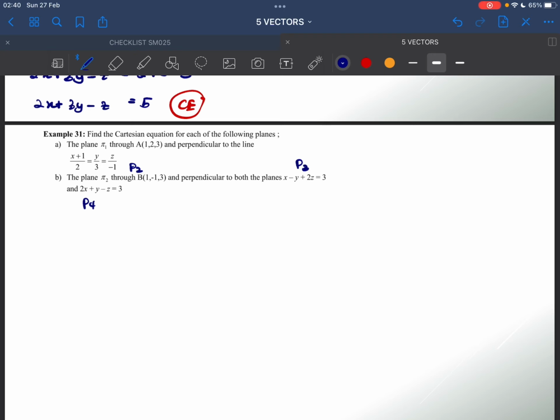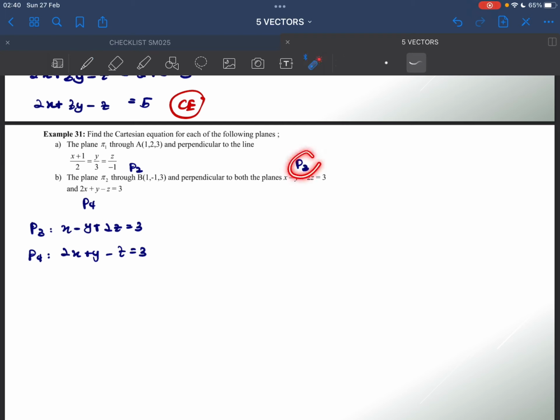Okay, so let's write that down first. We have P3 is x minus y plus 2z equals 3, and we have P4 is 2x plus y minus z equals 3. Okay, so what is the situation here?